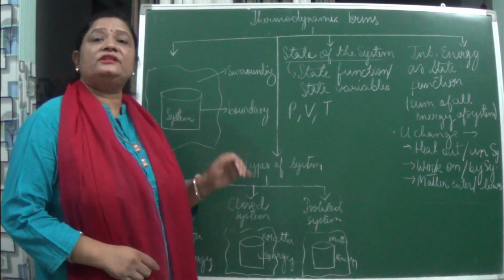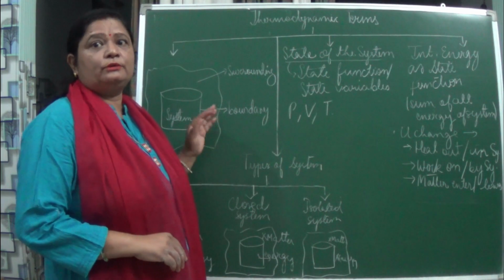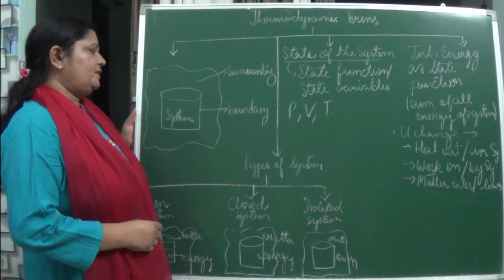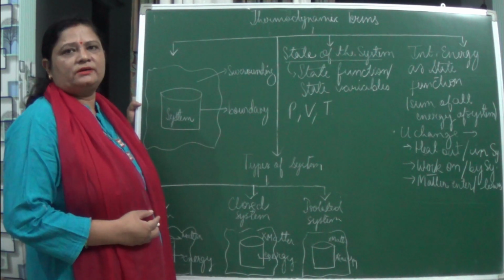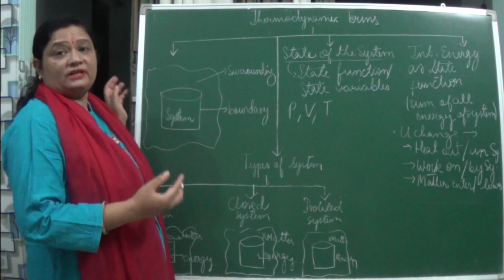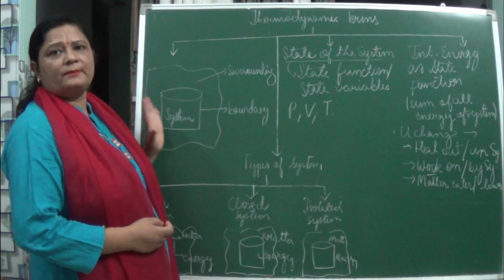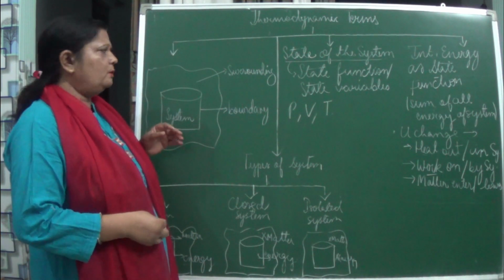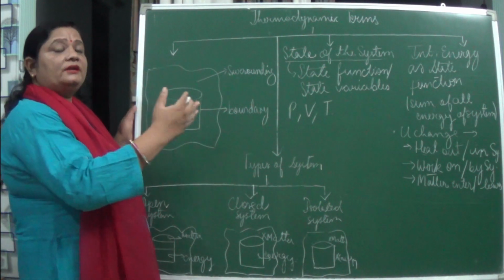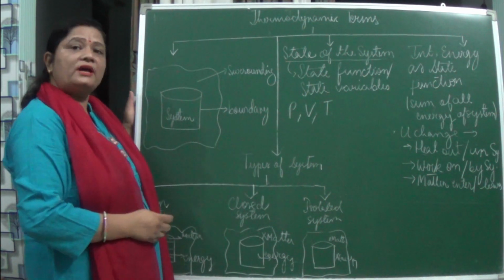Now let us study the thermodynamic terms. What are the terms used in thermodynamics to study it? First of all, system. When I say system, it means the chemical reactions. Because we are studying chemistry, we will be focusing on chemical reactions. So system is the chemical reaction, the reactants. Now surroundings: the surrounding in which the reaction is taking place. So system plus surroundings is known as the universe.